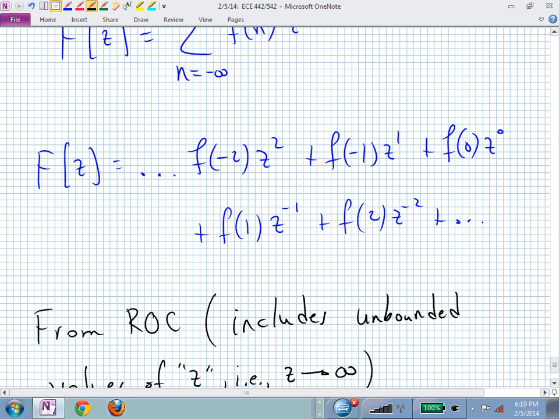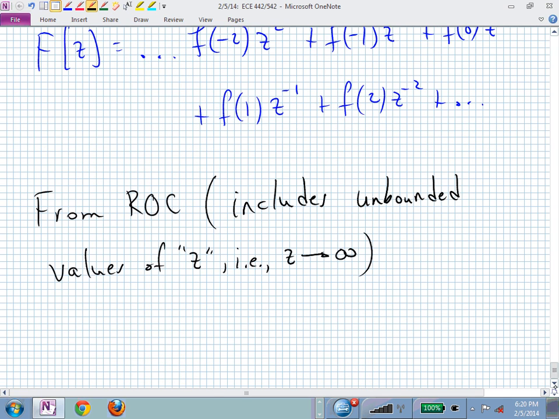All of these waveform values in time with negative indices have to be 0 if this region of convergence corresponds to this transform. Because the transform exists, we can now conclude that all of these negative time index pieces of the time sequence have to vanish. They have to be 0. So this now says that f of n is equal to 0 for all negative values of n. So we don't have the left side. We have a right-sided sequence starting at n equals 0 and going on, and that's a causal sequence, isn't it?